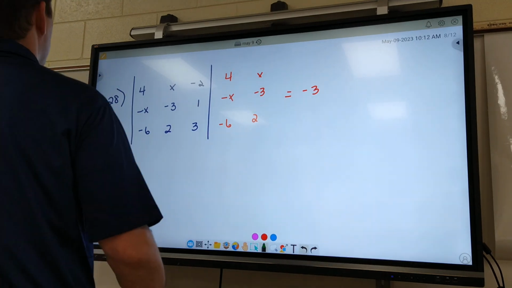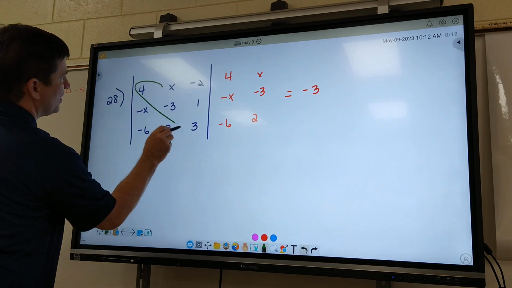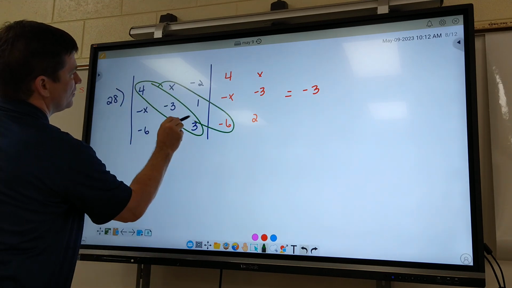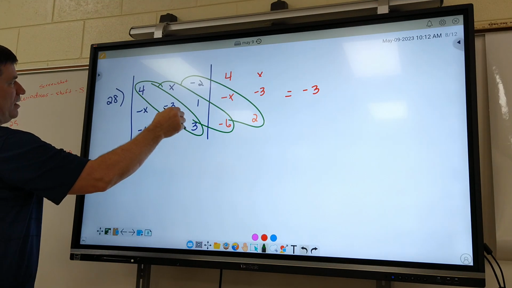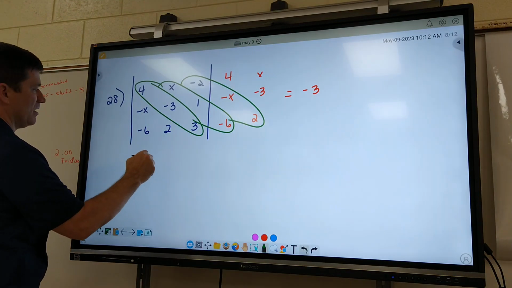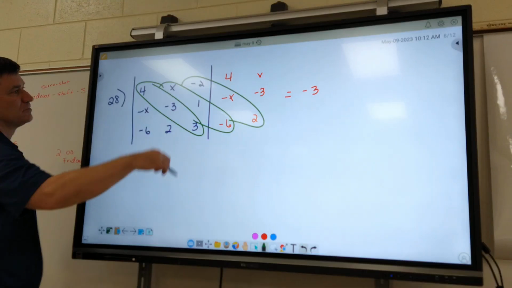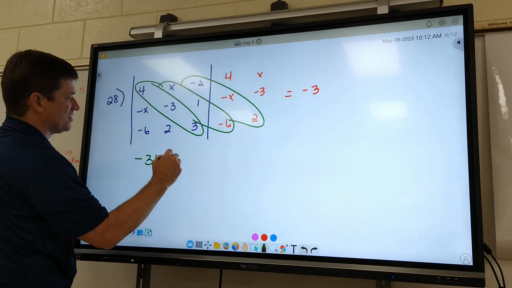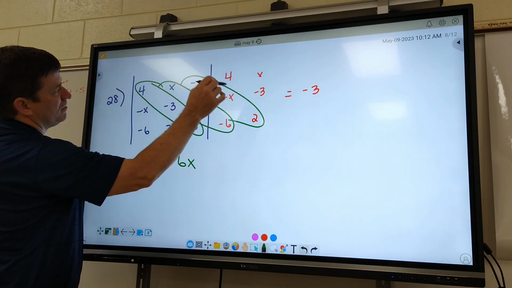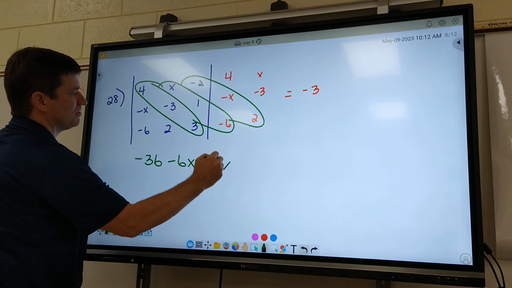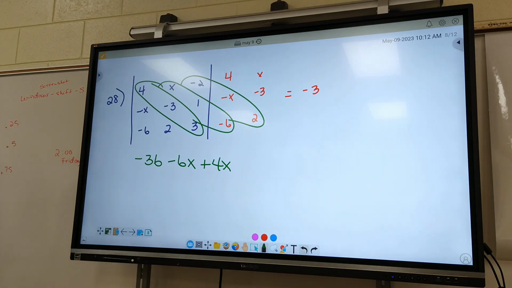Okay, let's start our cross multiplying. Same thing we've been doing. You got times these three on this diagonal, these three diagonals. So I've got -9 times 4. I got -36. -6 times x is -6x. That's a positive 4x. Keep me straight now if I got a sign messed up.